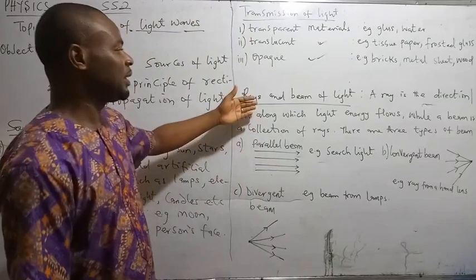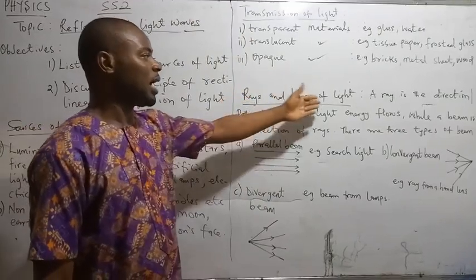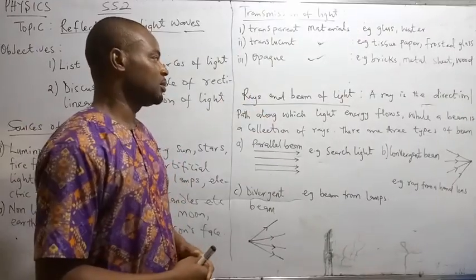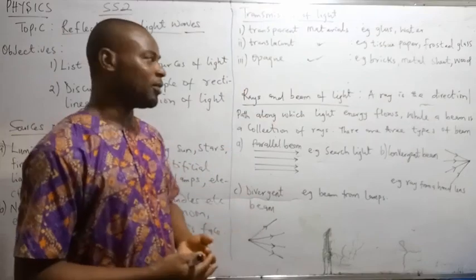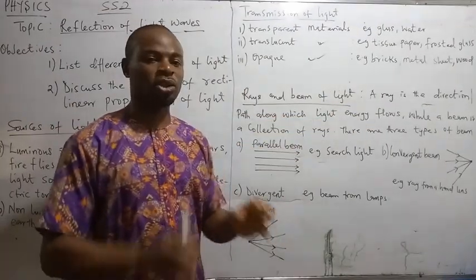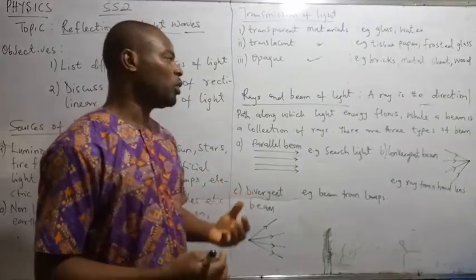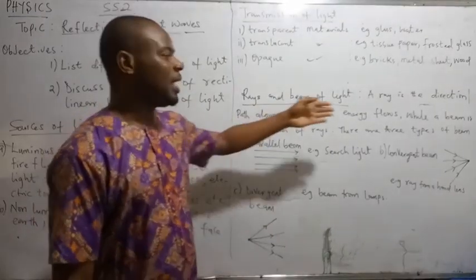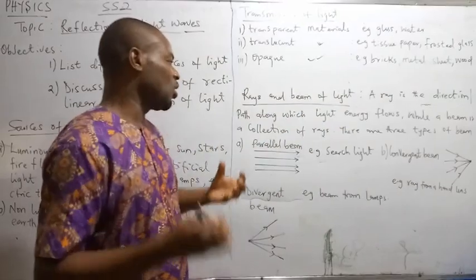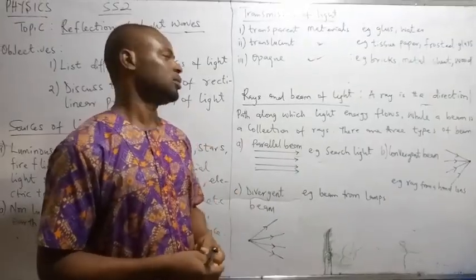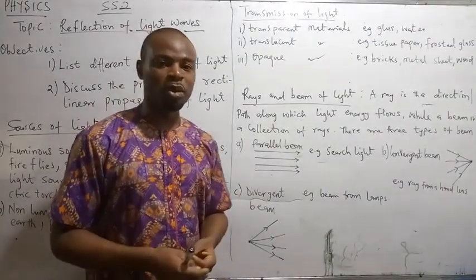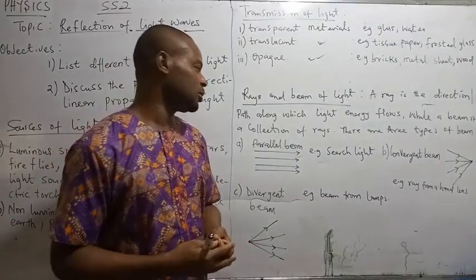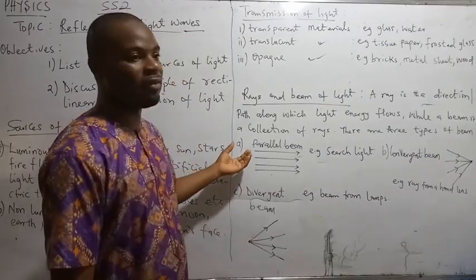Now we have another side heading here, rays and beam of light. How do we define a ray? We say that a ray is the direction or the path along which light energy flows, while a beam is just a collection of rays. Then this beam, we have three types of beam. The first one, we have parallel beam.